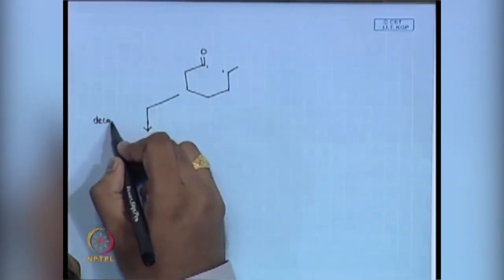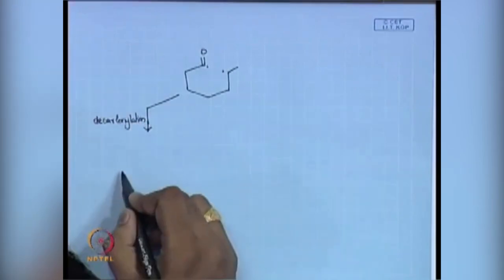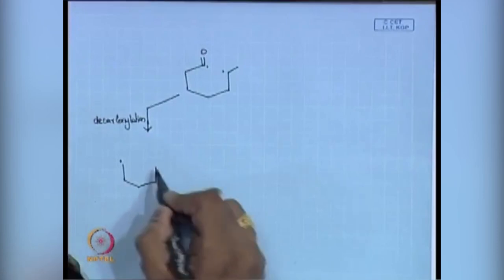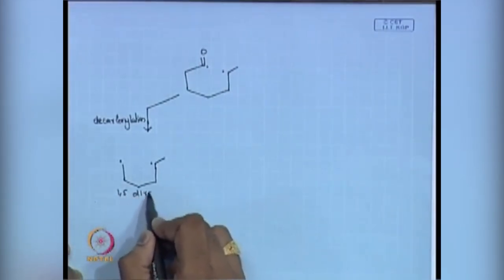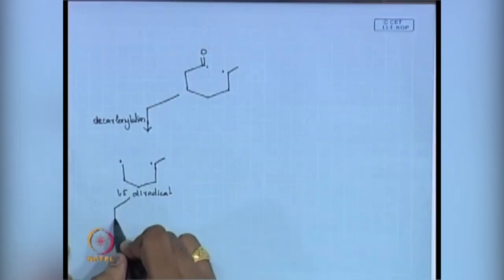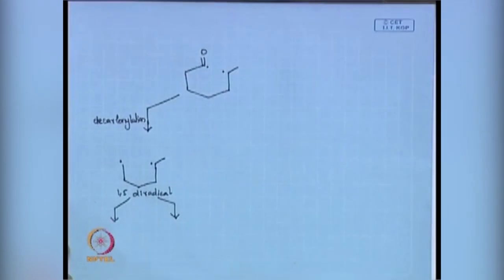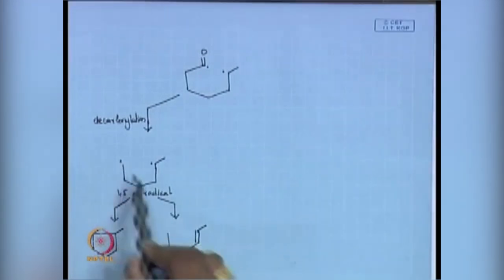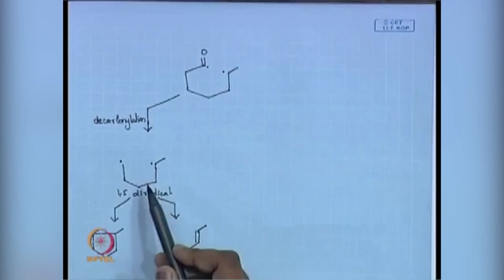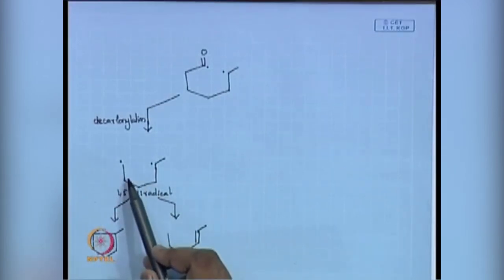So, it can undergo a decarbonylization. So, it is a 1,5 diradical. And basically, you should get 2 products from here. One product like this, get one like this. Because this can abstract a hydrogen from here, giving me an alkene, and this type of substituted alkenes are stable rather than forming an alkene this side, right.